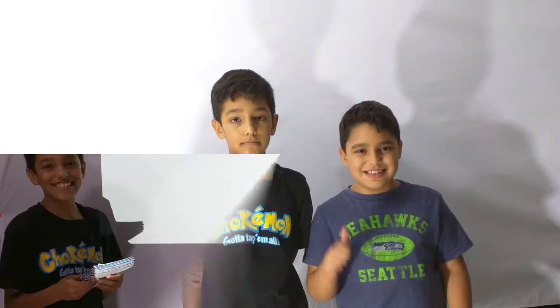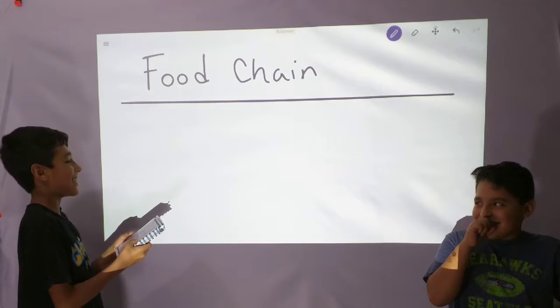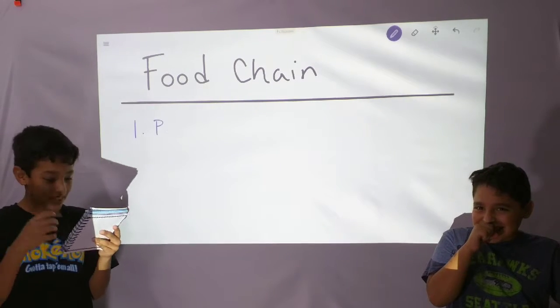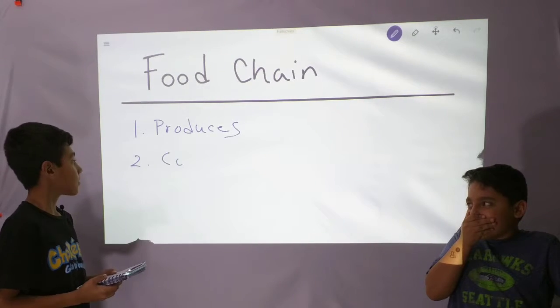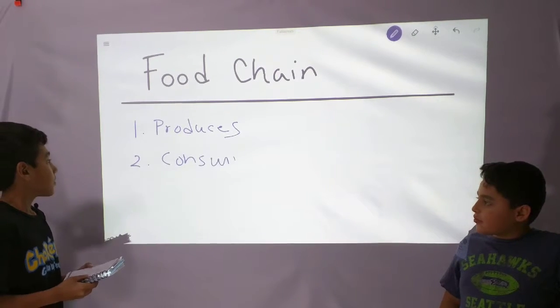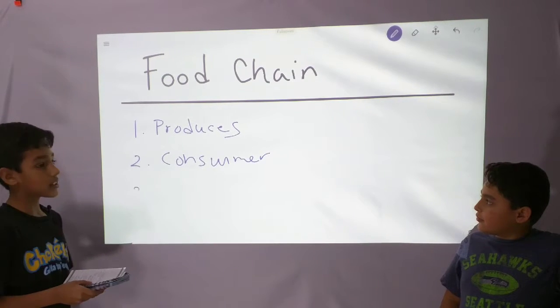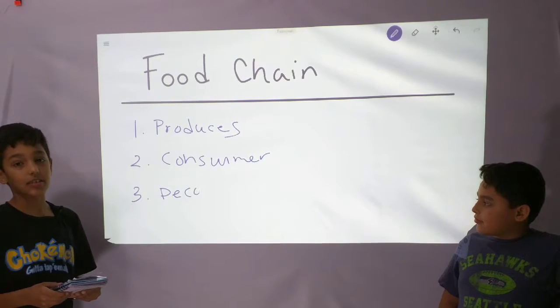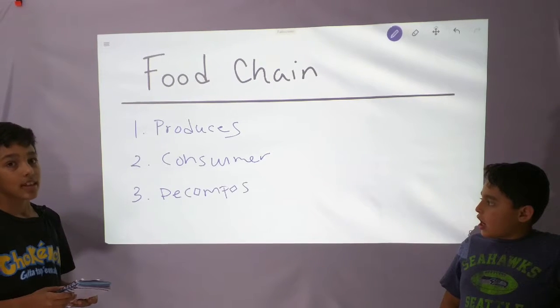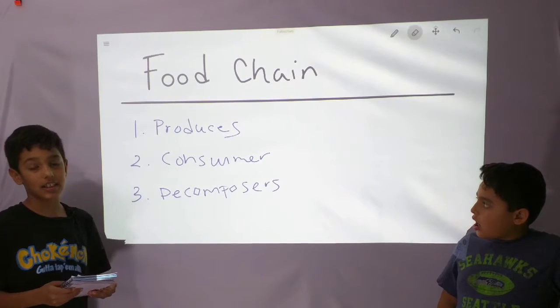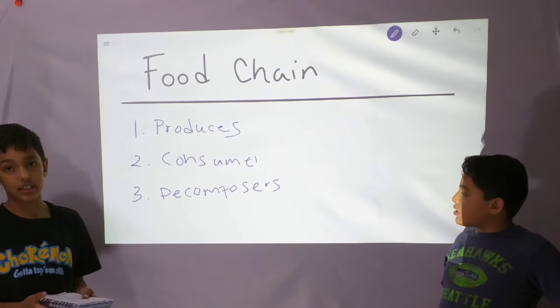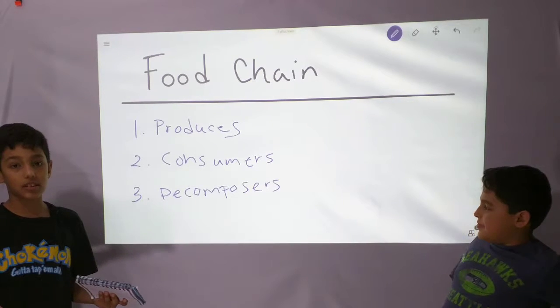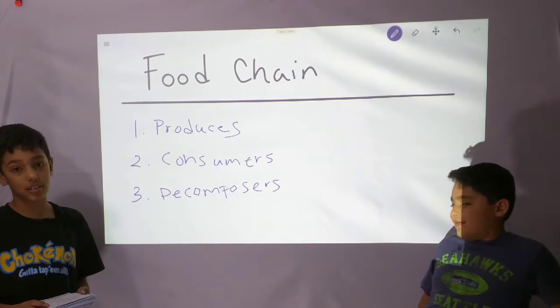Right now we're going to be talking about food chains and food webs. So first in the food chain, there's producers, consumers, and decomposers. The first one is producers, then consumers, and then decomposers. It goes in that exact order. So I'll tell you about each of them. Producers produce their own food using photosynthesis. And since animals don't do photosynthesis, the producers are going to be plants.